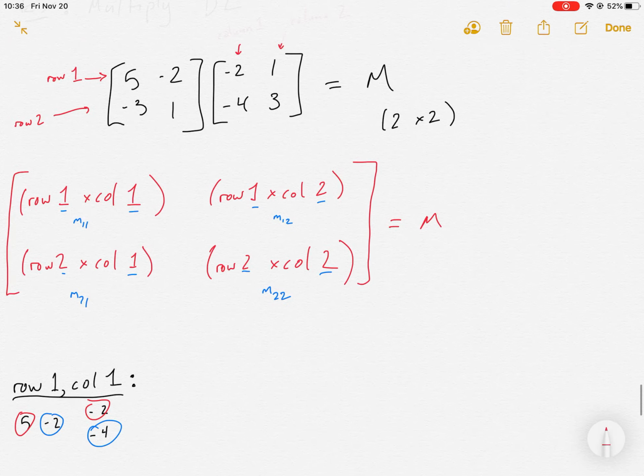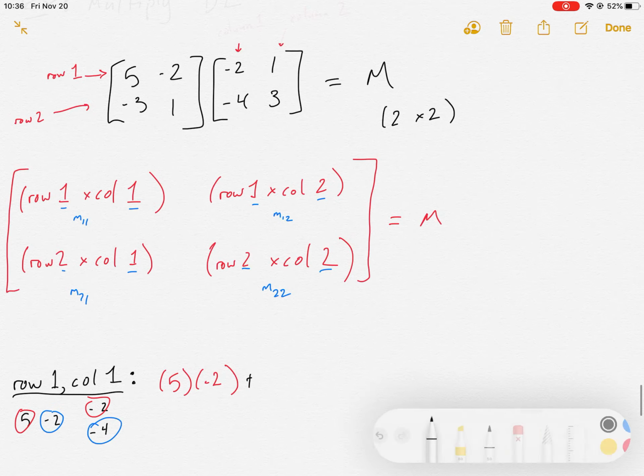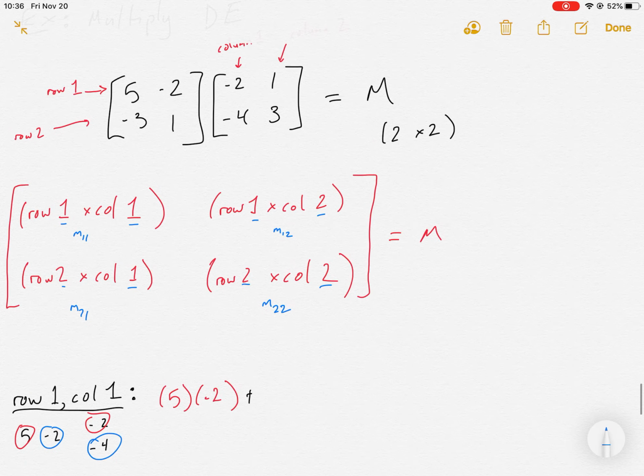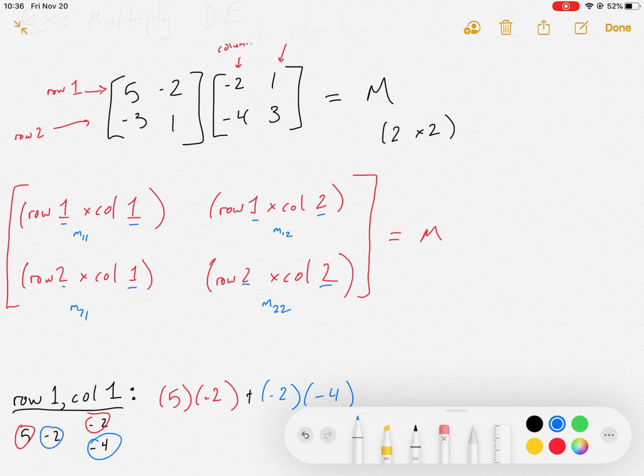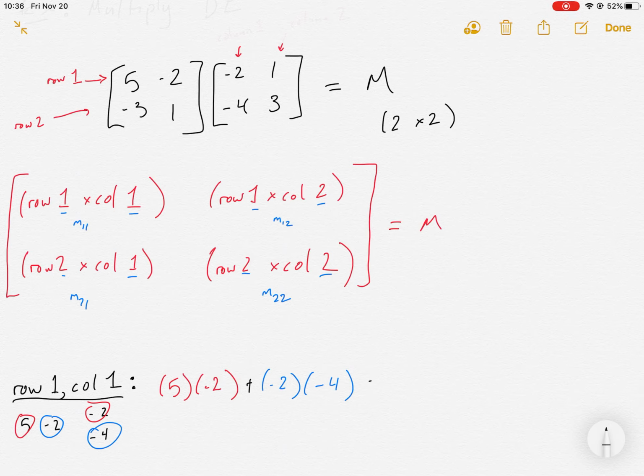I'm going to do 5 times negative 2, and then I'm going to add negative 2 times negative 4. Just like in the dot product, you multiply the matching components and then you add the two together. So when I do this, I end up with negative 10 plus 8, so I end up with a negative 2.